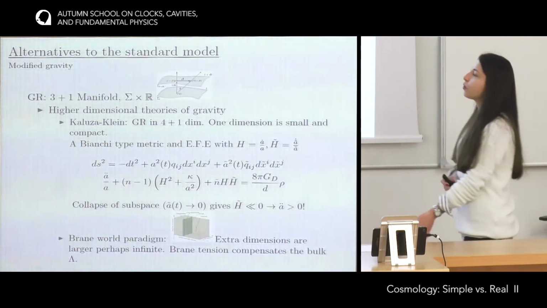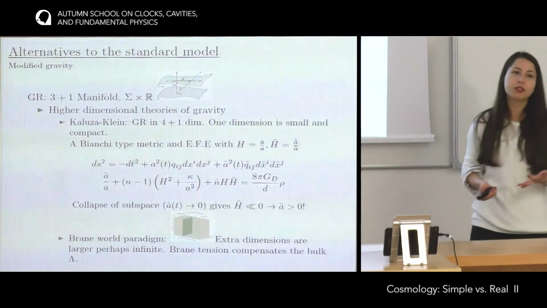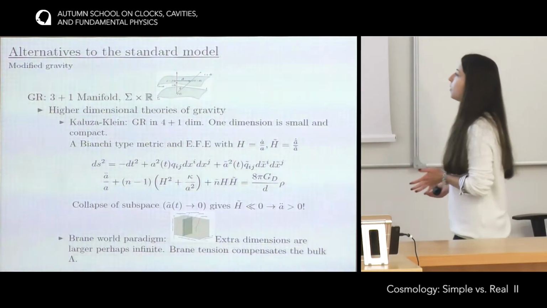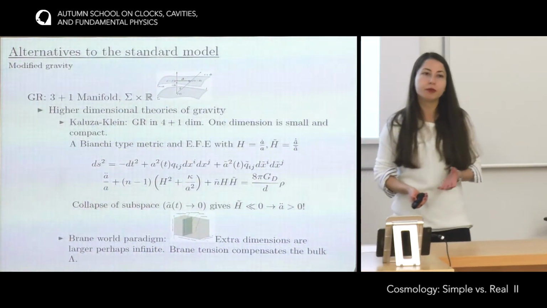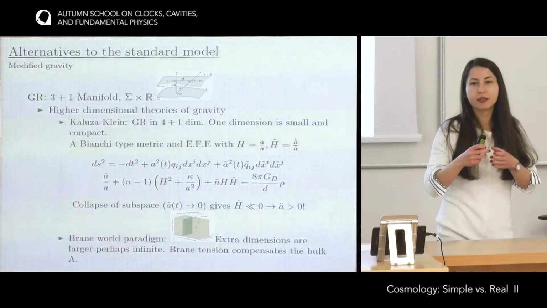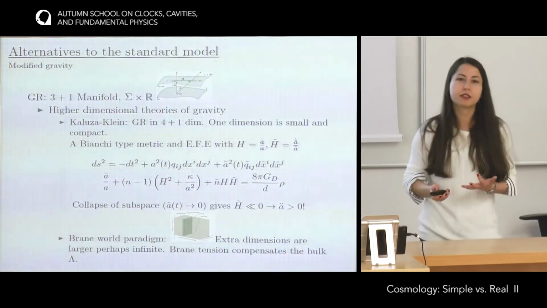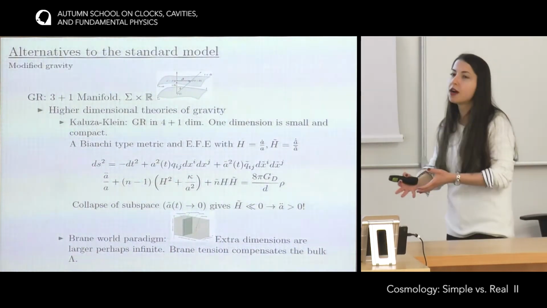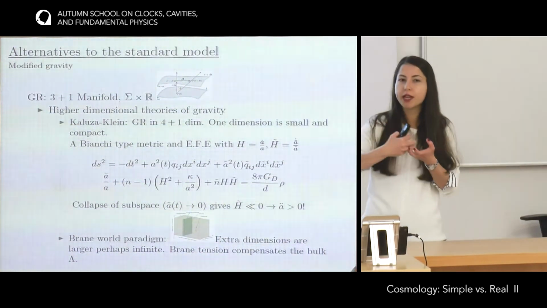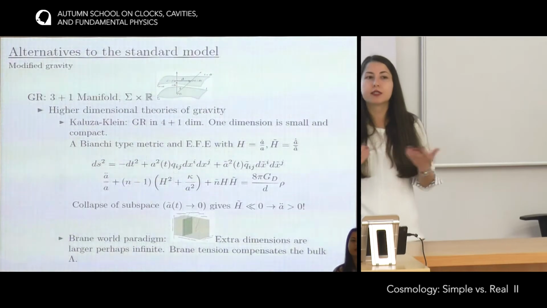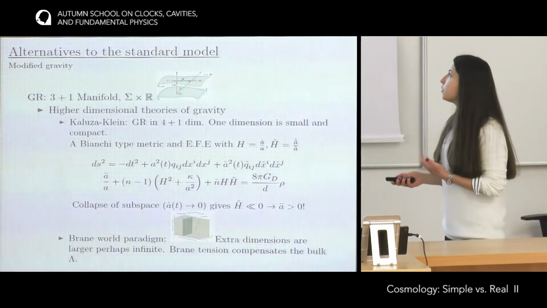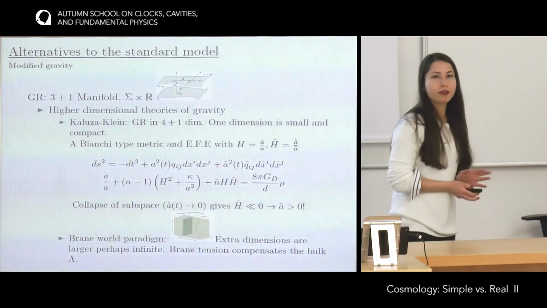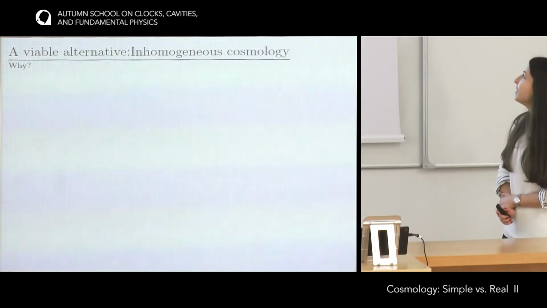And there's the brane world paradigm. This time your extra dimension doesn't even have to be small, and it can even be infinite. And it is the brane tension that compensates this bulk effect of the cosmological constant. So you have a universe embedded in a higher dimension, and it's the tension of the brane that creates, as if, an accelerated expansion. So this is kind of a summary of how to modify gravity in a very short time.